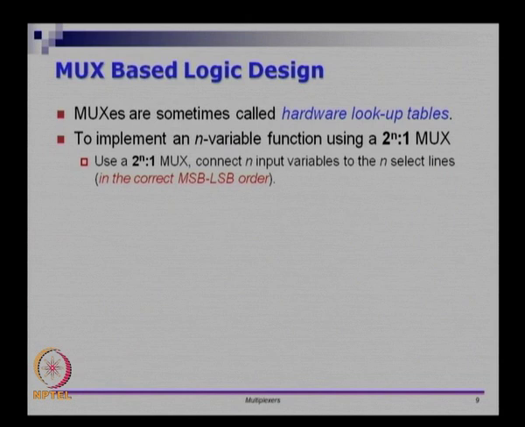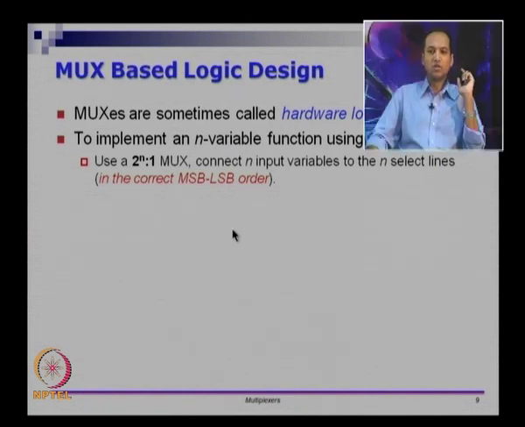That is a 2 power n to 1 mux. You can implement any n variable function using a 2 to the n to 1 mux. So what we will do is connect the n input variables to the select lines. We will plug the truth table in some sense at the inputs, and the n input variables to the select lines, and the output will be the corresponding output. I will show a picture in a little while.